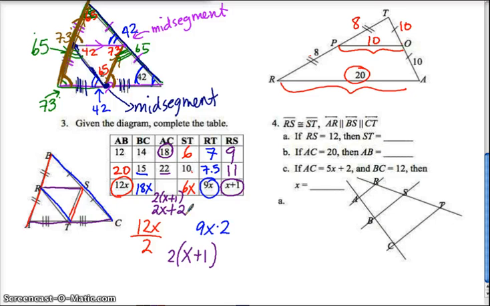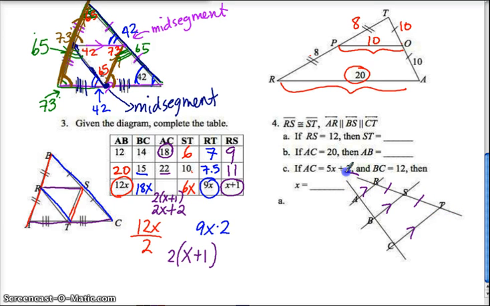Okay, a minute and a half for the last one. You might want to pause, do it on your own, come back. But here we have RS is congruent to ST. We have AR is parallel to BS is parallel to CT. If RS equals 12, then what does ST equal?